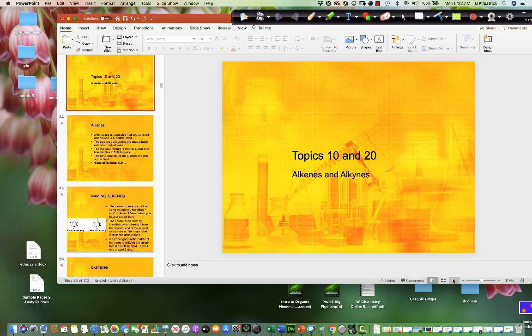All right, so now we've gone over the alkanes. Now we're going to go over the alkenes and the alkynes. The good news is, since we've already gotten through the alkanes, a lot of the rules are exactly the same. So now we just need to worry about the double bond and the triple bond and how to indicate that in the name.